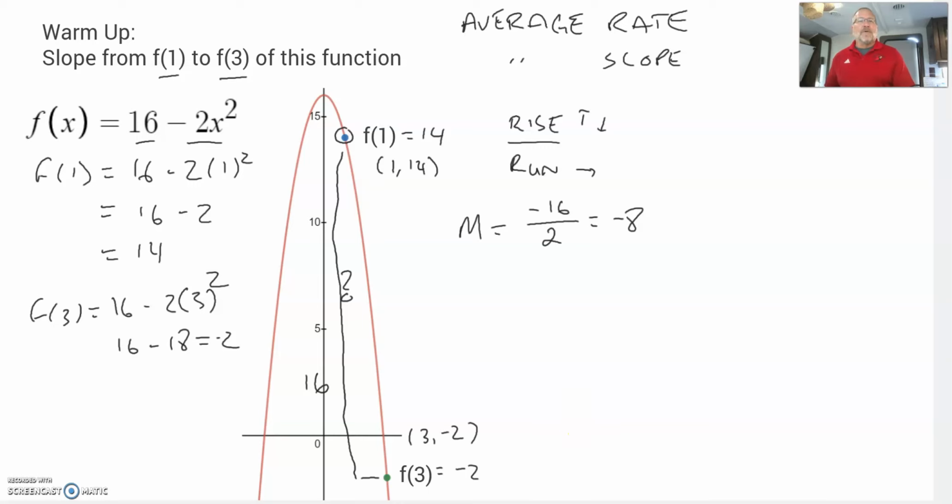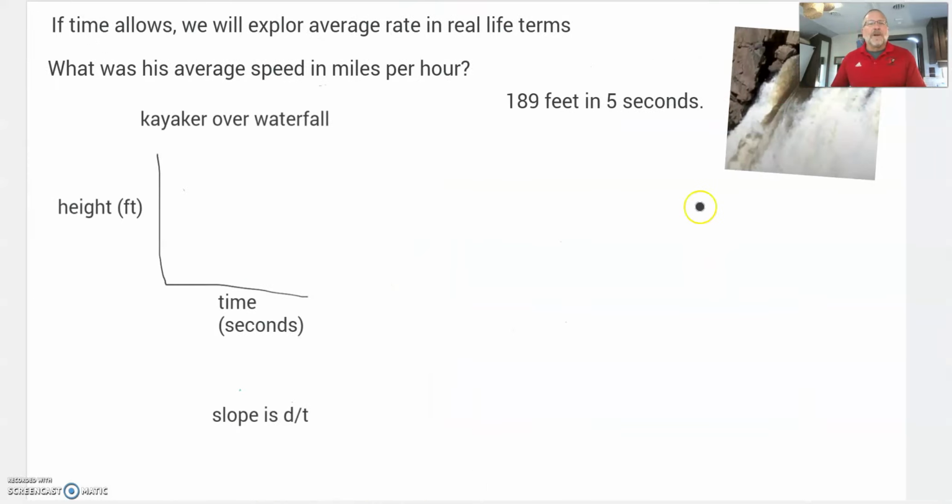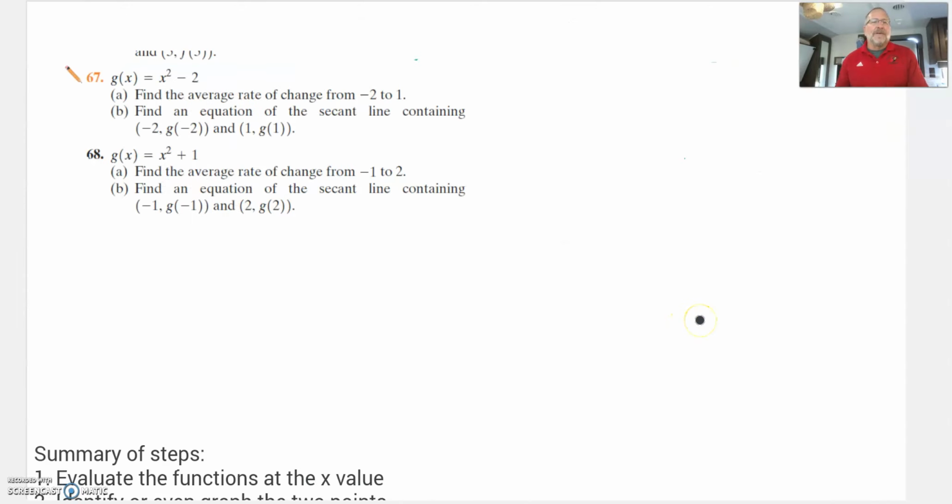Let's apply this to a problem real quick. Here's a problem that you'll see. Find the average rate from negative 2 to 1. The first thing you want to realize by context is they're talking about from x equal negative 2 to x equal 1. That's the idea that we find an average rate from x to x. We're going to find the average rate from g of negative 2, there's the x-coordinate, to g of 1.